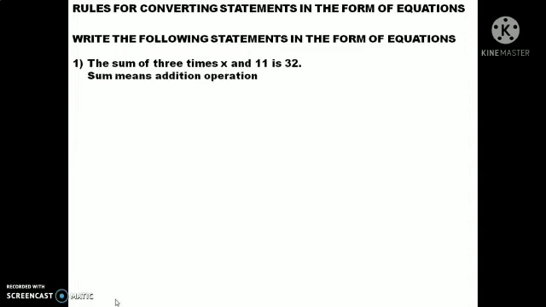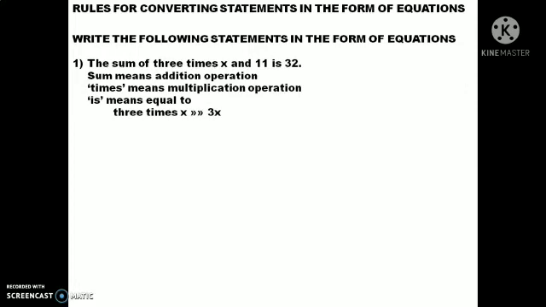Here, sum means addition operation. Times, you can see 3 times. So, times means multiplication operation. Is, you can see is here. That means equal to. So, how will you convert?